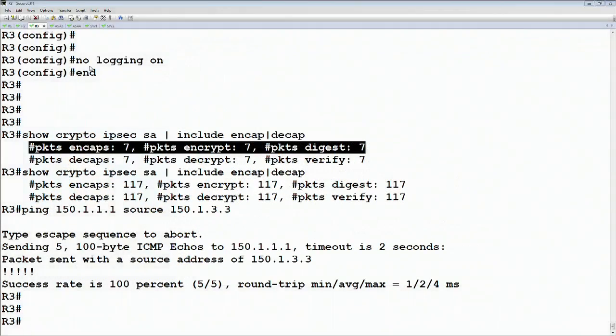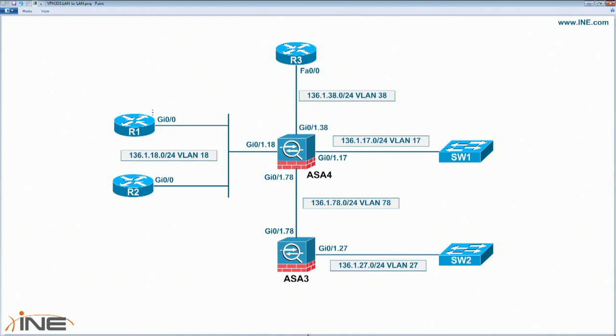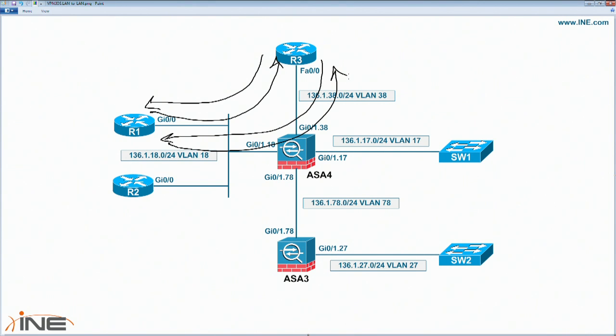So in this particular case, when we look at the topology here, if we go to router 1 and ping 3, the response is going to come in, and that's fine. Once the tunnel is open, then router 3 can ping router 1 and get a response.